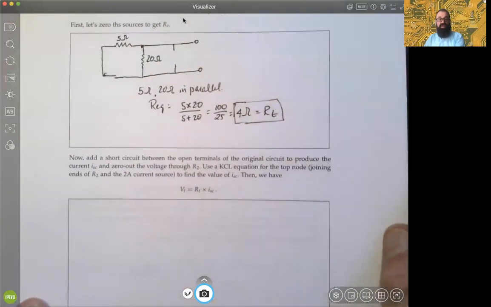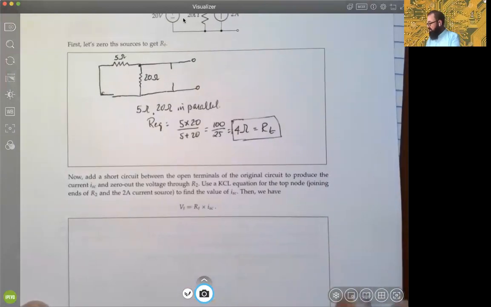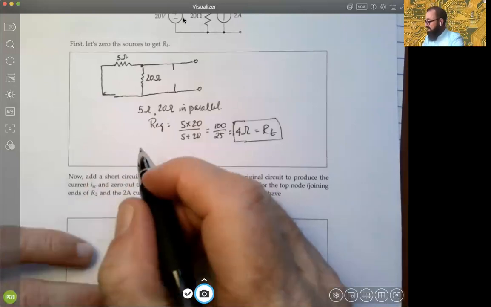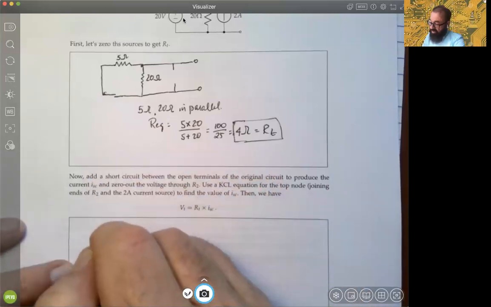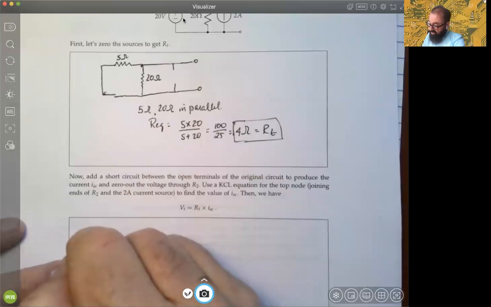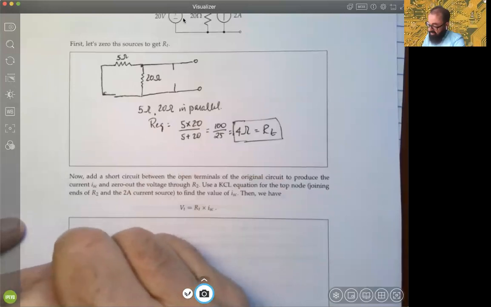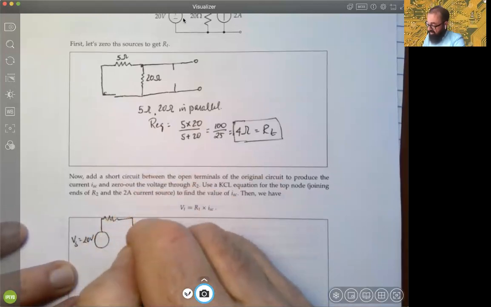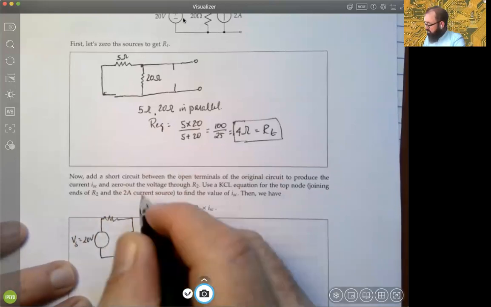So we'll add the short circuit now between the open terminals, and see if we can deduce some information here, and then hopefully use KCL as indicated here for a top node, and see if we can figure out what the short circuit current is. So let's go ahead and do the short circuit. We will draw the original 20 volt source. Let's call that V sub S, just to identify. And we have the 5 ohm resistance, and we have the 20 ohm resistance.